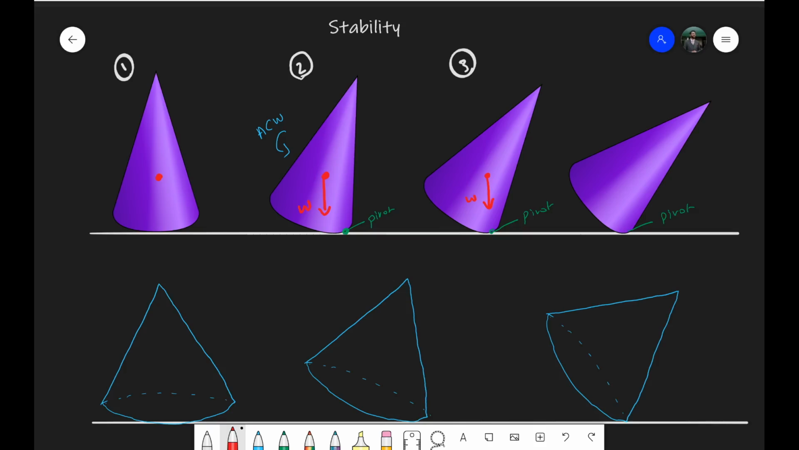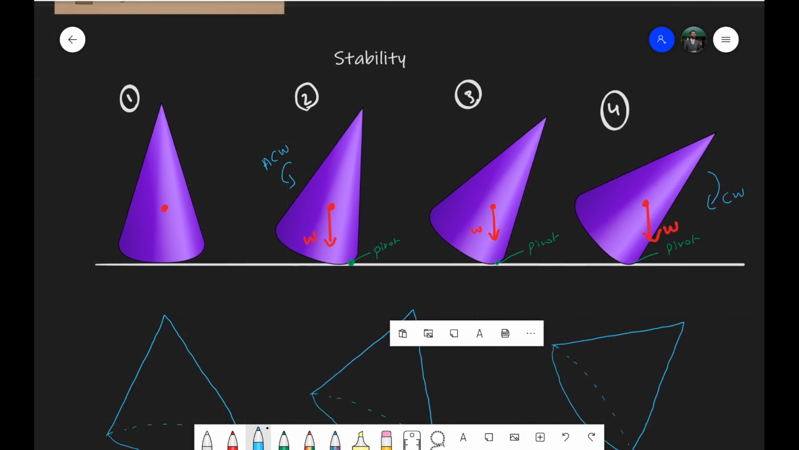So you can't go any further than this, and this is what actually happens in the fourth position. You can see that the center of gravity now must be somewhere in this position, and this is how the weight acts. So if you look at the pivot and the position of the weight force, you can see now that the weight force is going to produce a clockwise moment, which means that this cone is actually going to fall over.